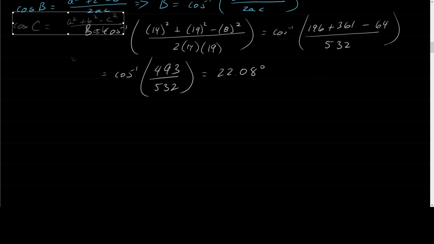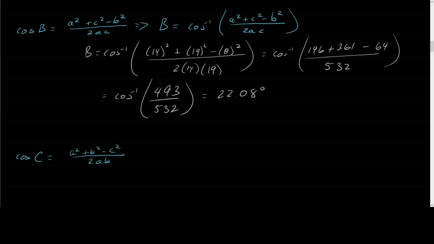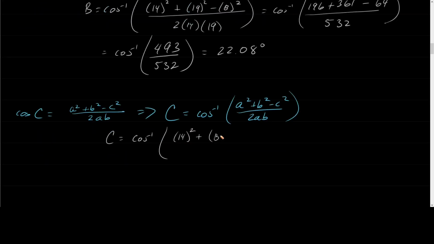So let's go ahead and paste that here. And again, I'll rewrite that in blue so that I can solve for the angle C. Angle C would be cosine inverse of a squared plus b squared minus c squared over 2ab, right? In this case, that means the angle C is equal to cosine inverse of a squared, so that's 14 squared, plus b squared. B was 8, so we have 8 squared, minus 19 squared, that's c squared.